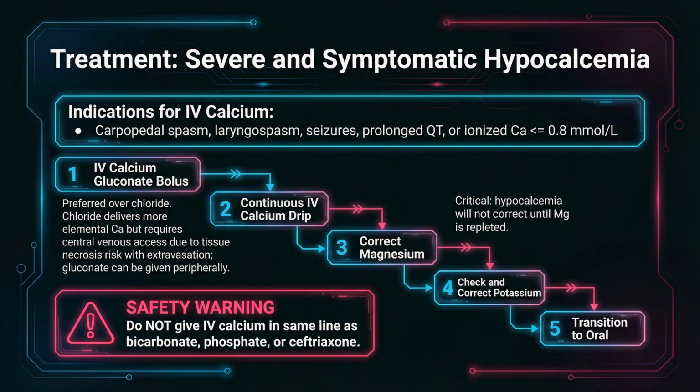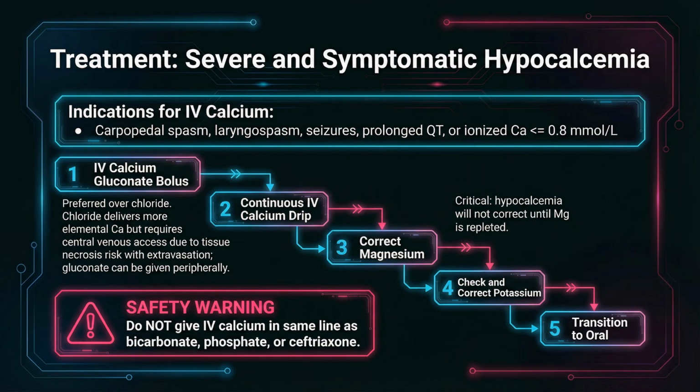For severe and symptomatic hypocalcemia, indications for intravenous calcium include carpopedal spasm, laryngospasm, seizures, prolonged QT, or an ionized calcium of 0.8 millimoles per liter or less. Step 1 is an intravenous calcium gluconate bolus. We prefer gluconate over chloride. While chloride delivers more elemental calcium, it requires central venous access due to the risk of tissue necrosis with extravasation, whereas gluconate can be given peripherally.